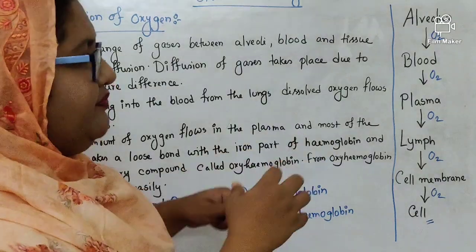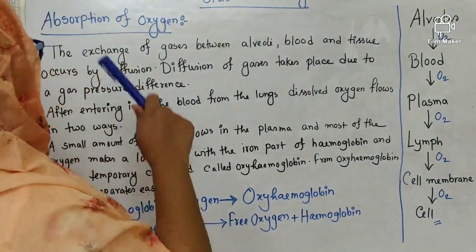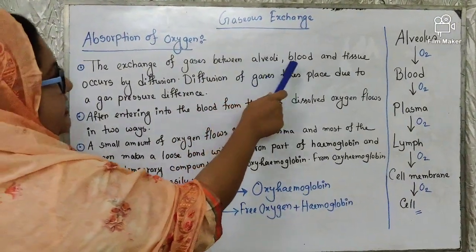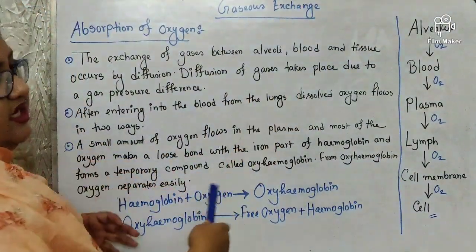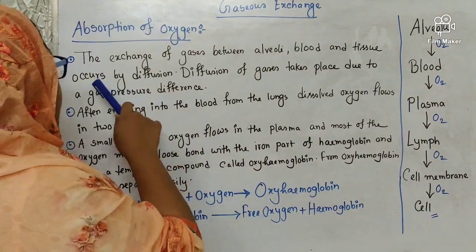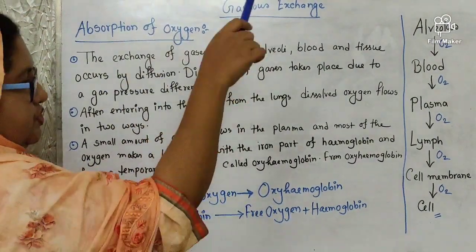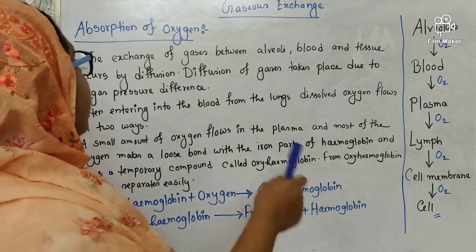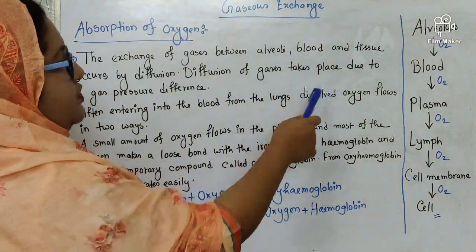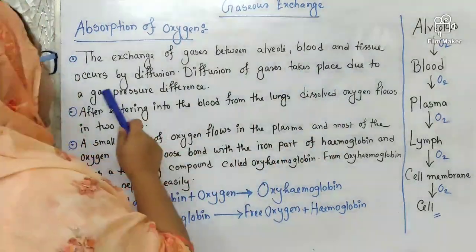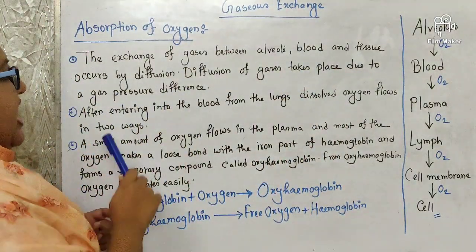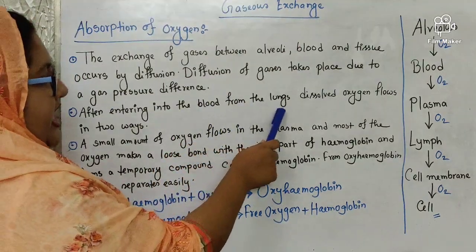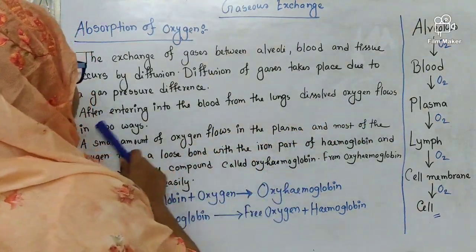Now I will describe the steps. Okay. First of all, the exchange of gases between the alveoli, blood and tissue, that means the cells, okay, occurs by diffusion. So the total oxygen is transported with the help of diffusion. Diffusion of gases takes place. Why? It takes place due to a gas pressure difference. After entering into the blood from the lungs, dissolved oxygen flows in two ways.